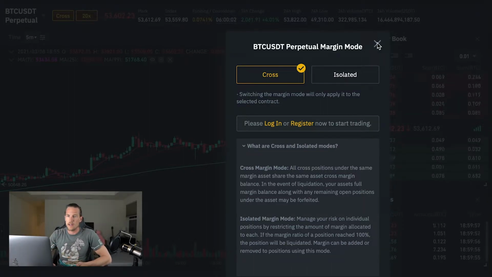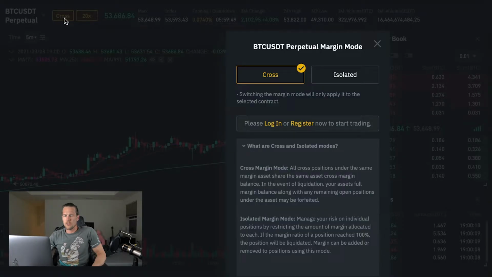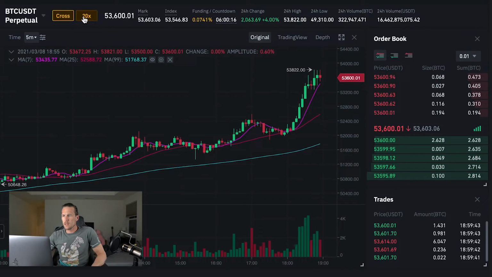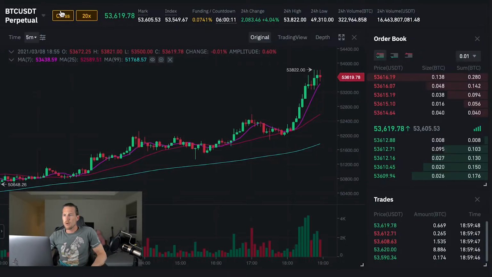So you're going to look at the top left, where it says cross. You want to make sure it says isolated. You can see up here in the top left, I'm not even logged in, there's just the blank window. If I go to Binance Futures, you can see my leverage right here at 20x. You can see my margin mode. My margin mode's on cross.